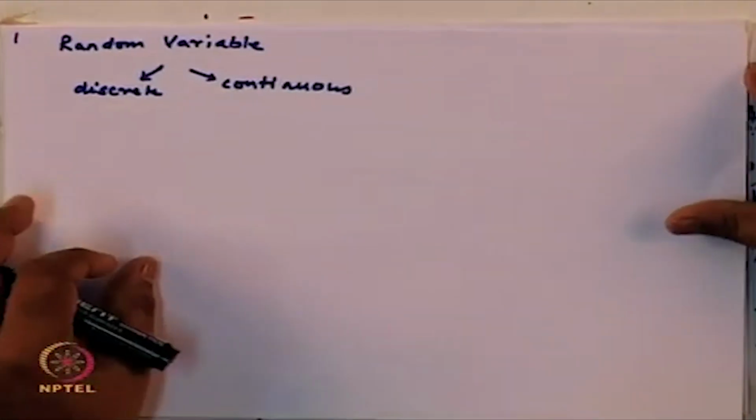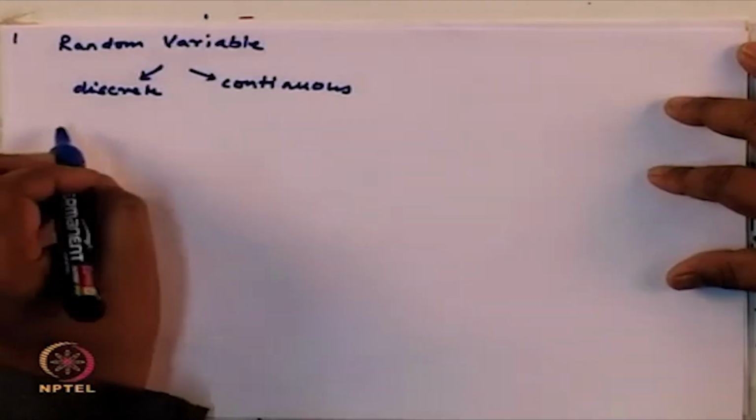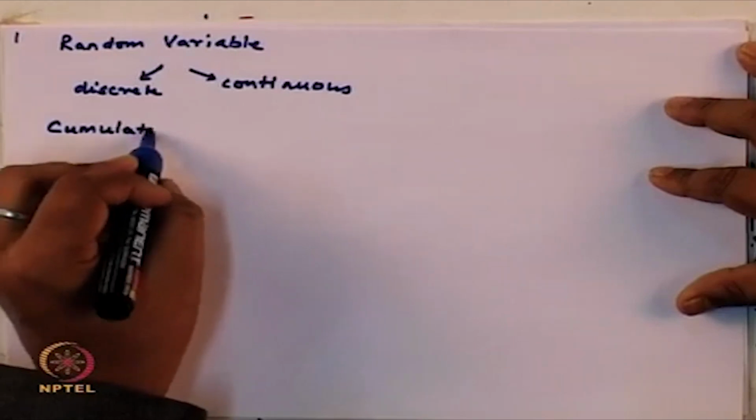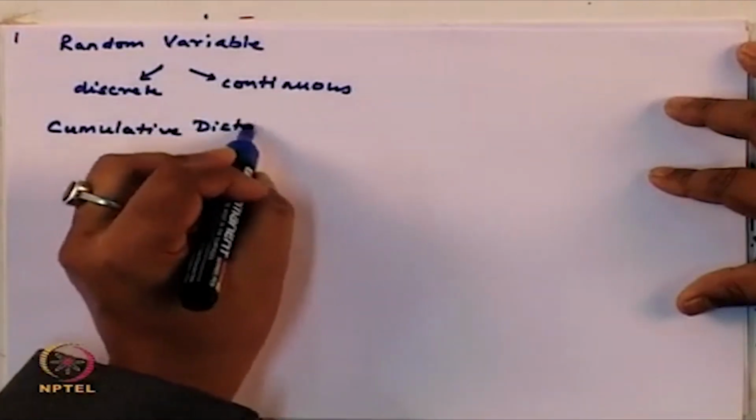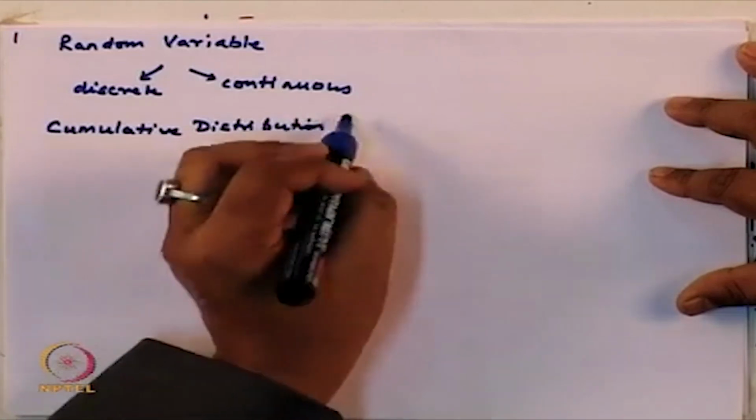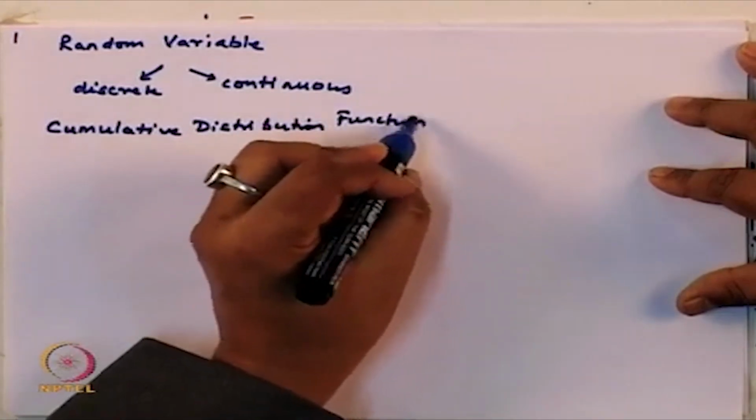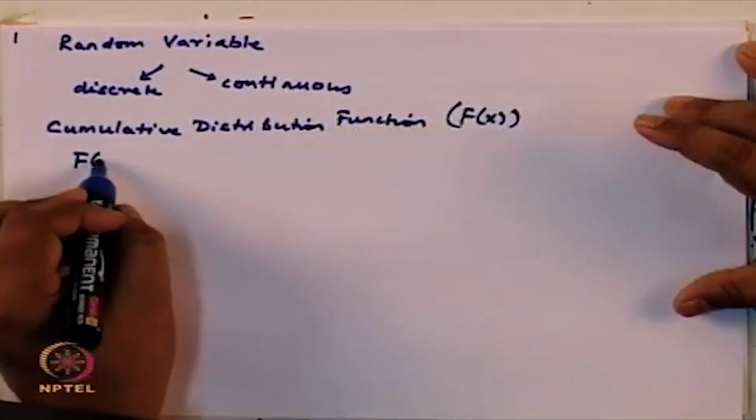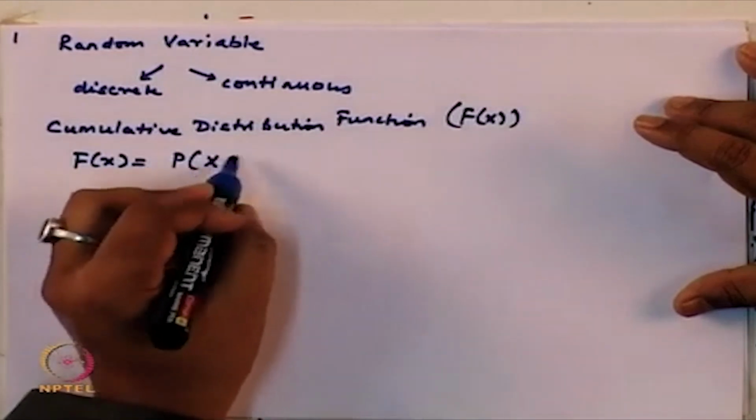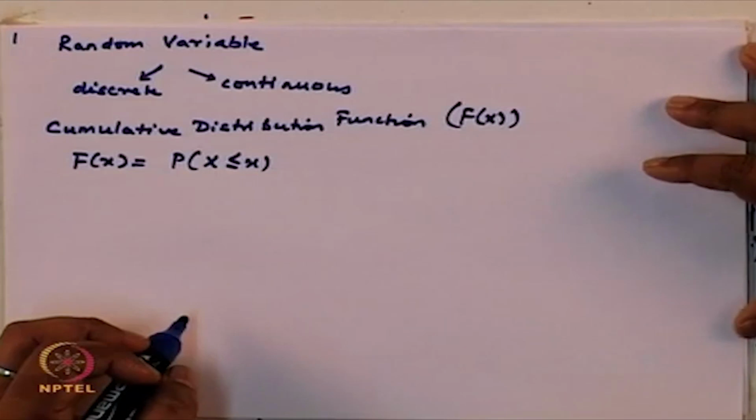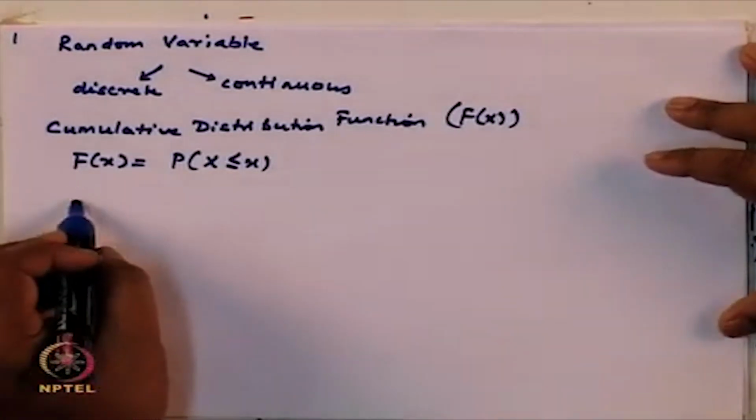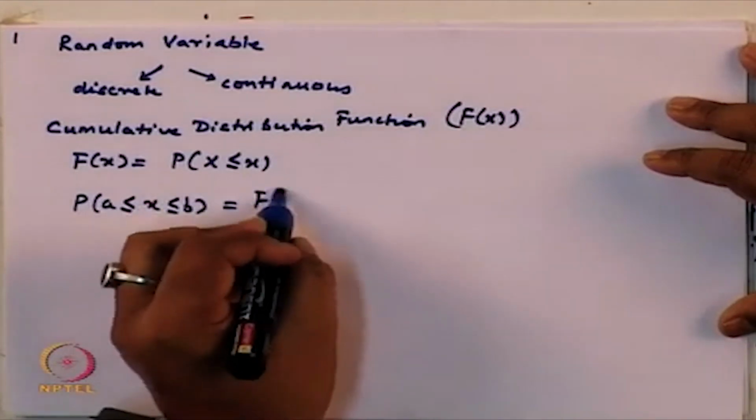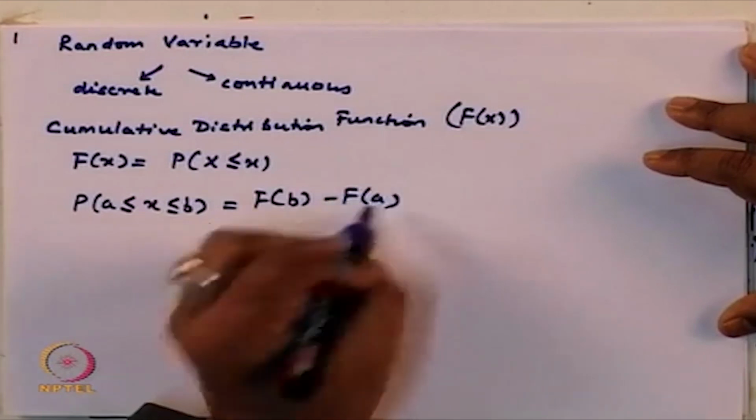Okay. For a random variable, you can define something called a cumulative distribution function. It's typically written as F of x. Okay. So, F of x is the probability of X less than or equal to a value x. And so, using this we can calculate the probability in a regime. Let us say for example, this is nothing but F of b minus F of a.